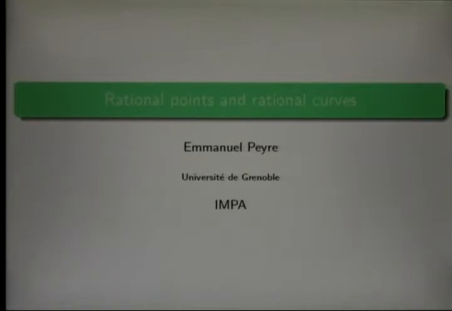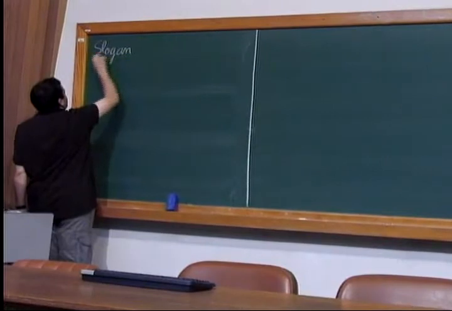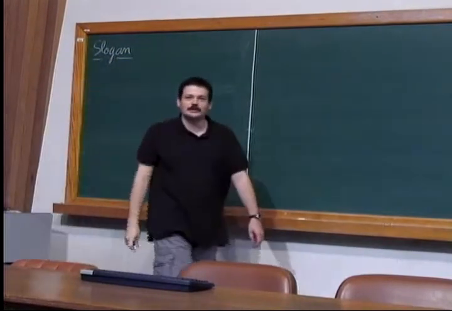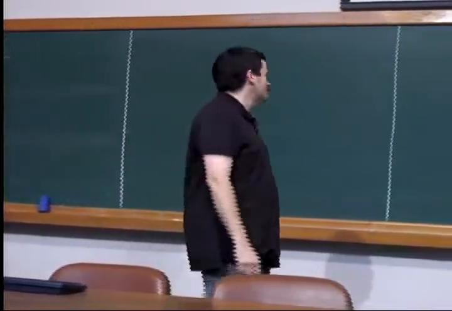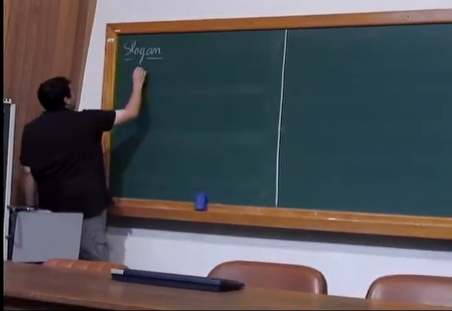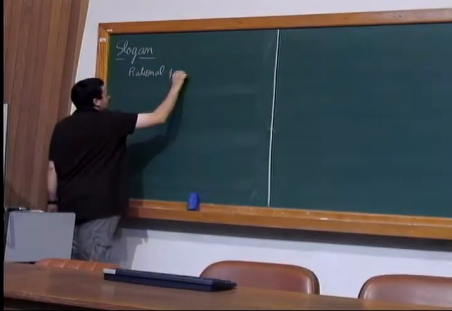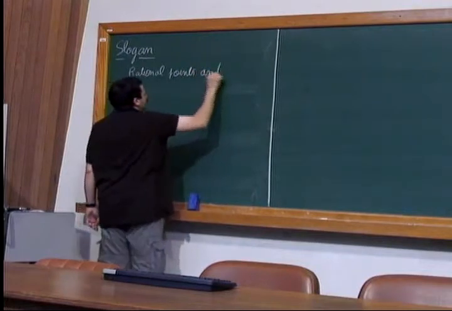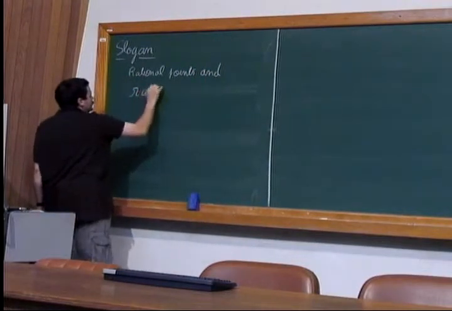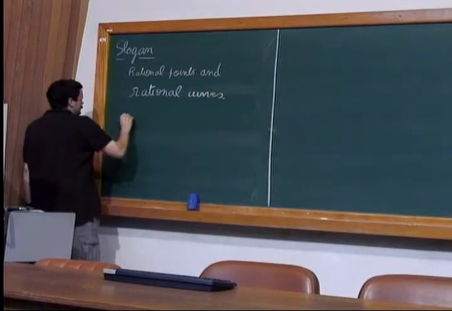So first of all, I would like, in the spirit of the week, to start with a slogan. I should say that all my lectures will be devoted to explaining the slogan. So the slogan is that rational points on rational curves have similar behavior.